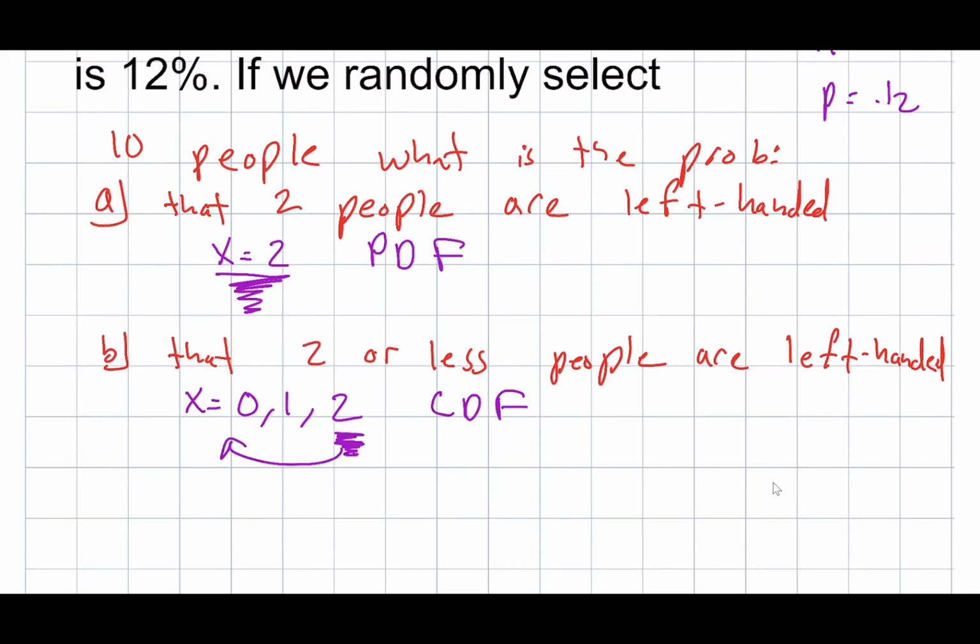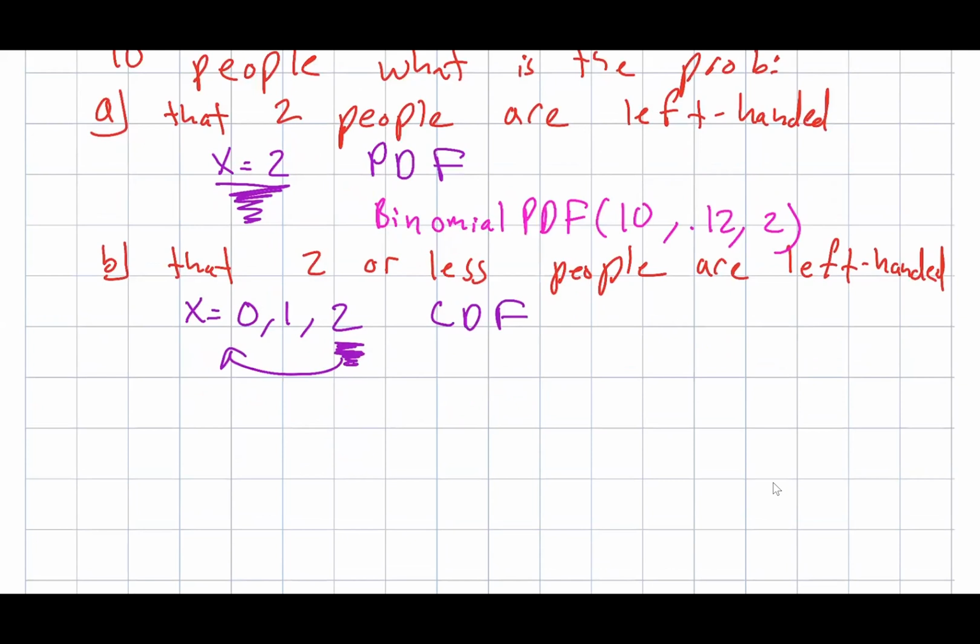So on your TI-84, for this one you do binomial PDF. You do n is 10, p is 0.12, x is equal to 2. For B, you'll do binomial CDF. You do 10, you do 0.12, and you also use the highest x value that you have.